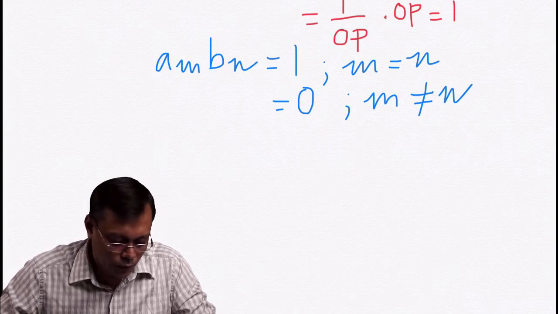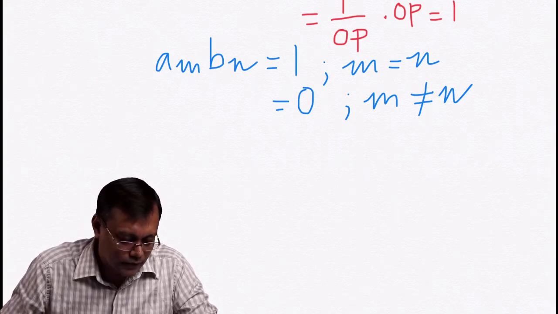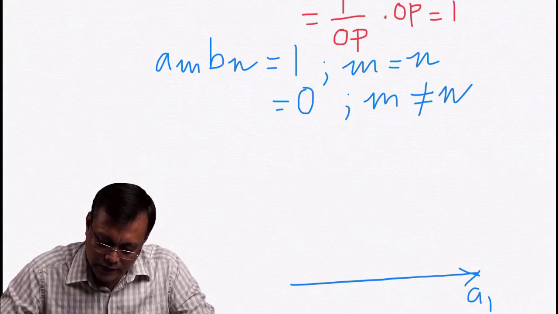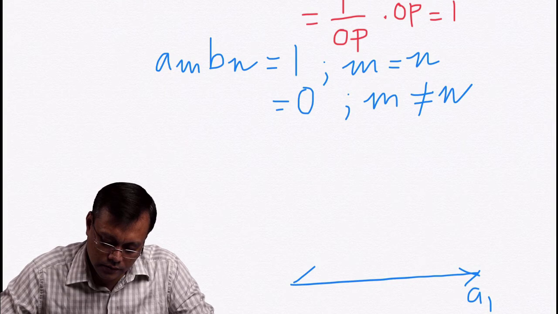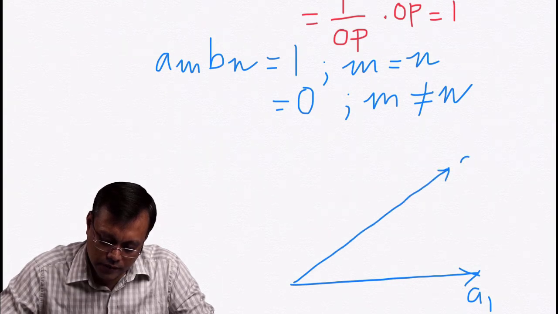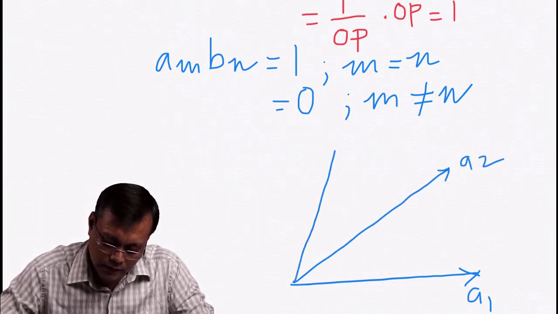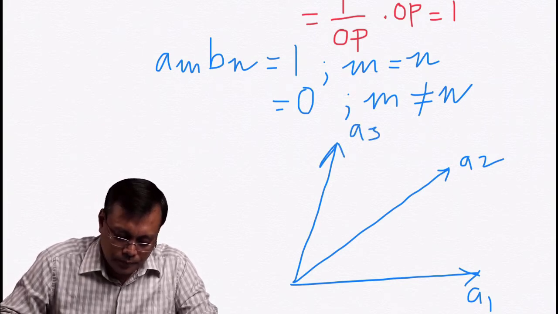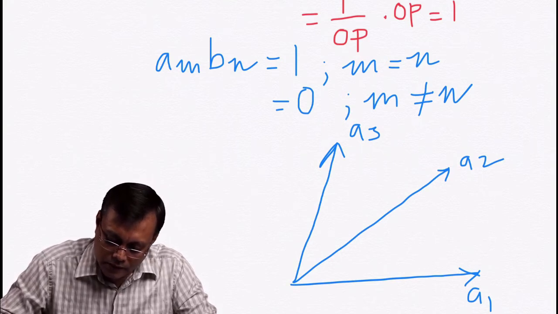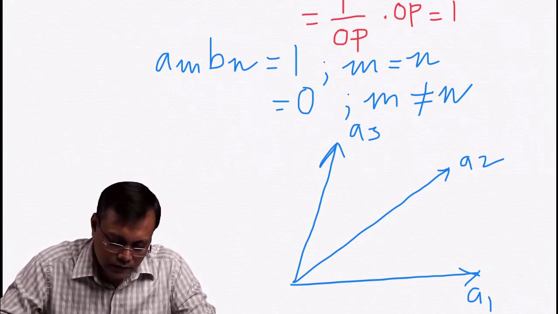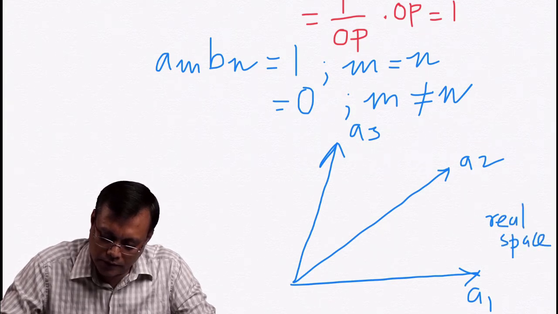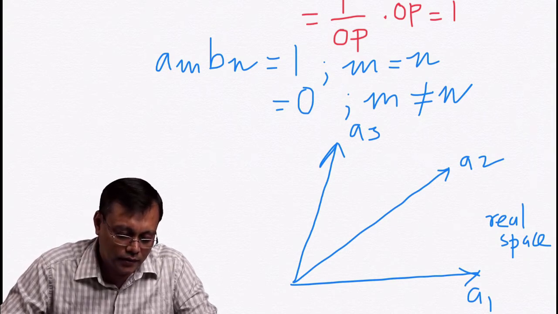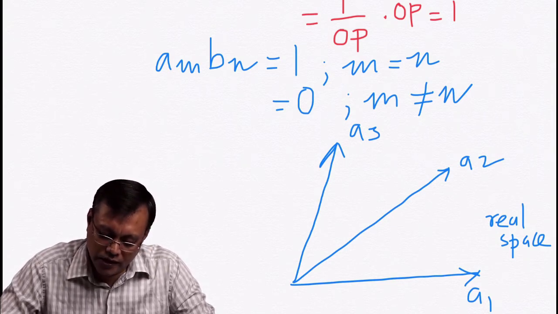Now we are going to look at the vector additions. Once again, I draw here the A1 vector, A2 vector, and the A3 vector. Now please remember that whatever I am drawing here is in the real space. Whenever I talk about A1, A2 and A3, they all are in the real space.